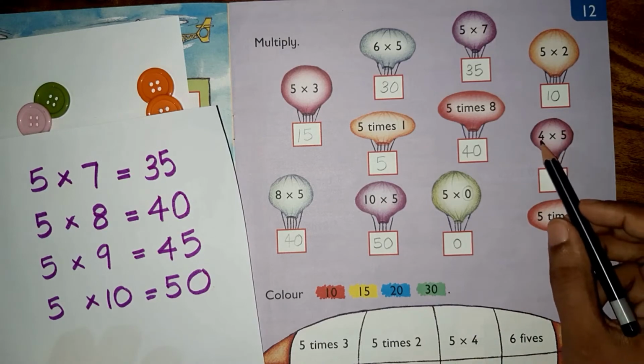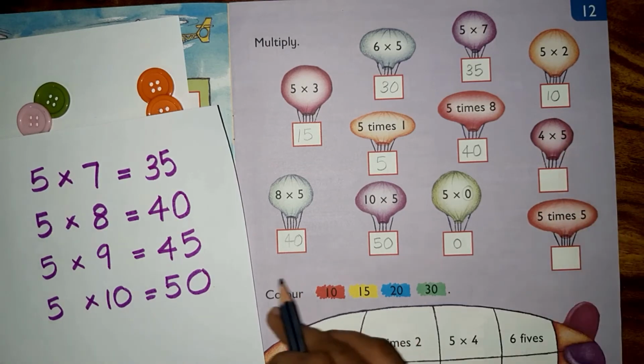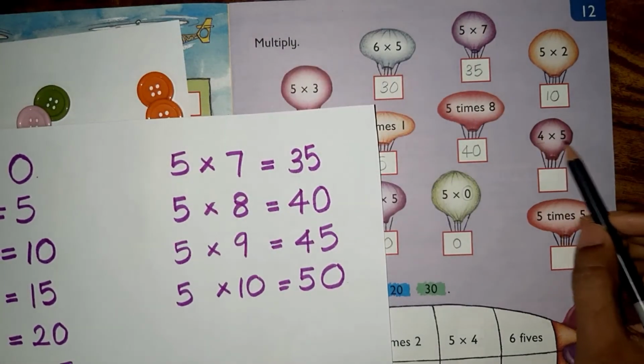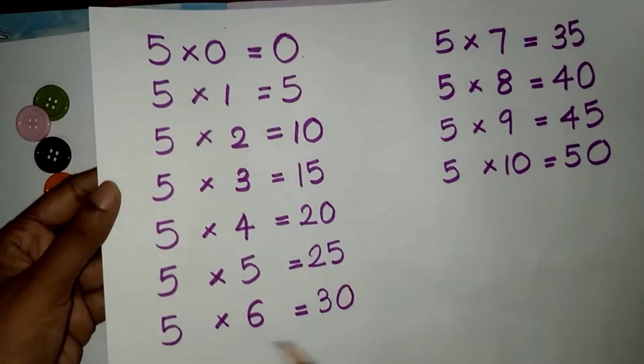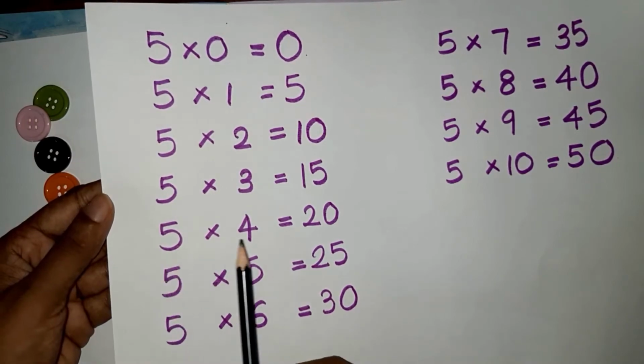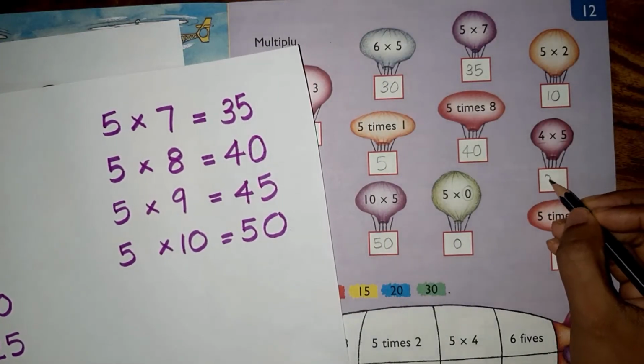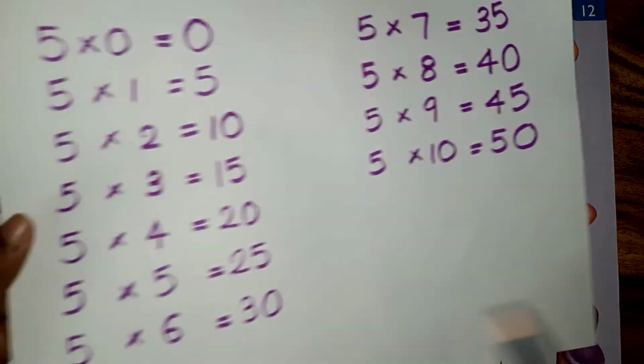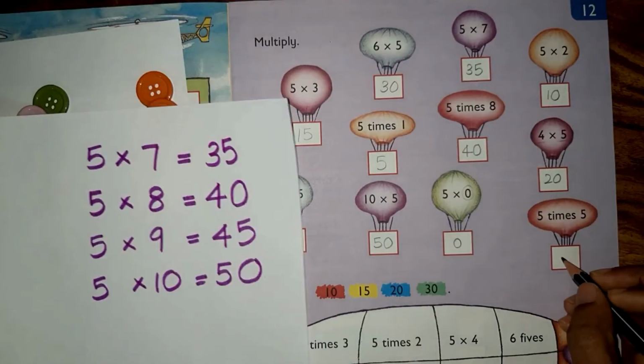And 4 times 5, we got the answer from here. We don't know the 4 times table, but we know the 5 times table. Then we can get the answer. 5 times 4, it's 20. And 5 times 5 should be 25.